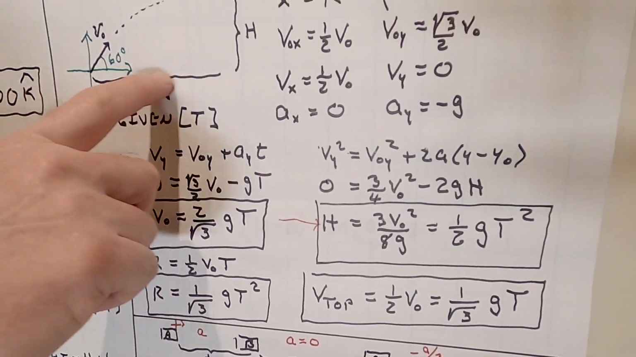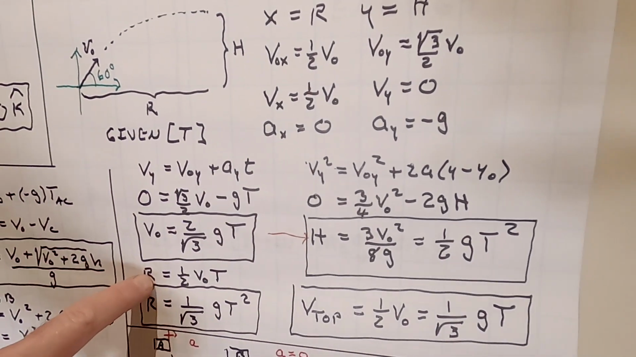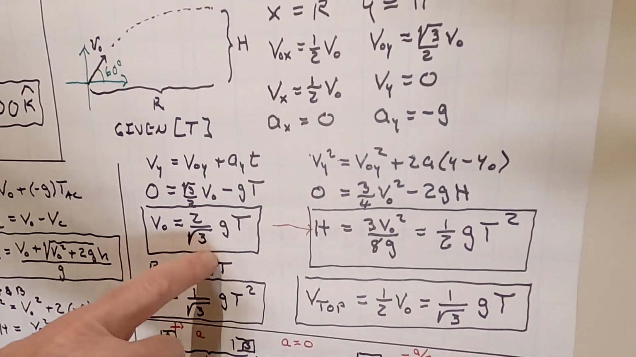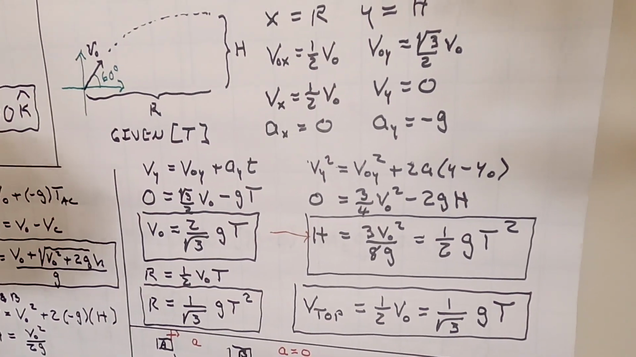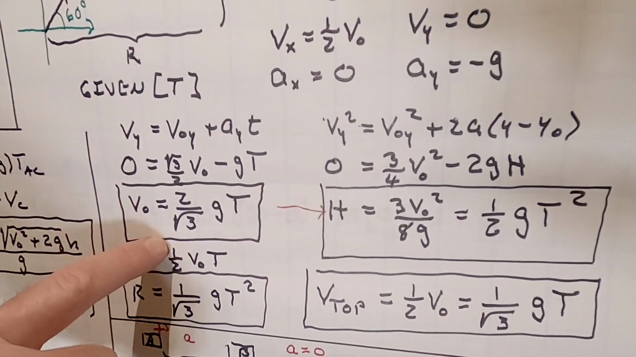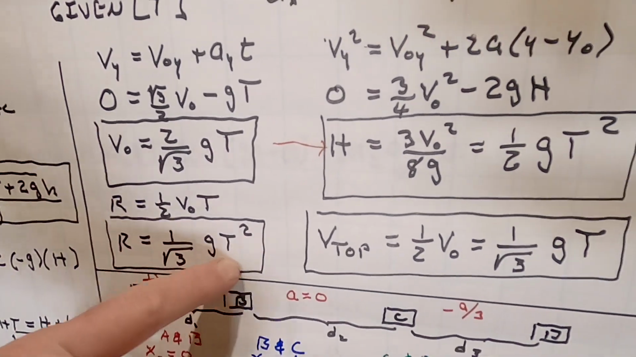We also wanted to get this distance r. We can use our x equals x sub naught equation. X, which is r, x sub naught is 0. You get v naught x, which is 1/2 v naught t, plus 0. So we just take our v naught from right there, plug it right in here, and so there's my r.